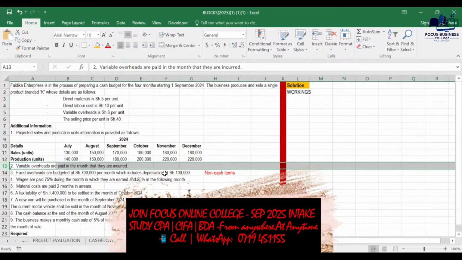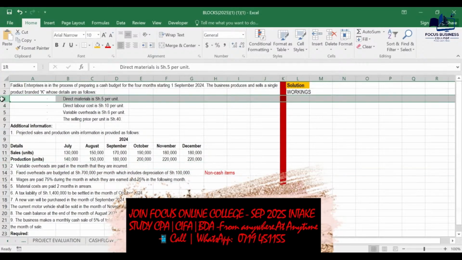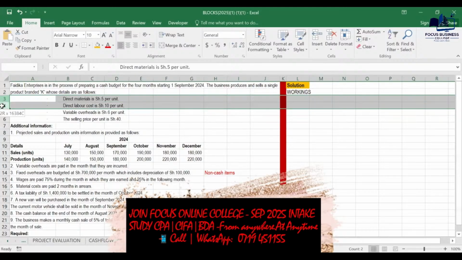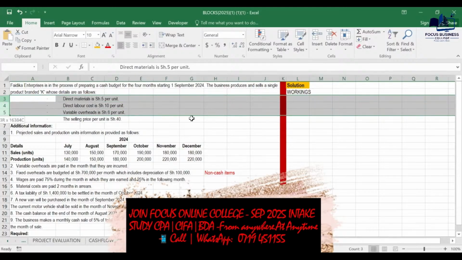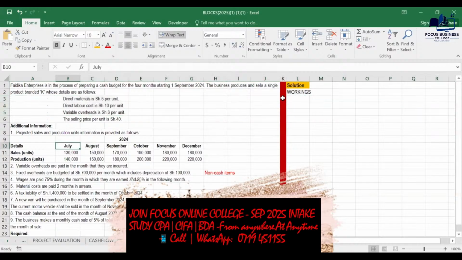Which are the variable costs? The variable costs are basically the direct material, direct labor, and the variable overhead. So what we need to do is compute the variable overheads. Let's have that as the first working here. Or, instead of having that here, can we have that working within our cash budget? Yes, let's do that.